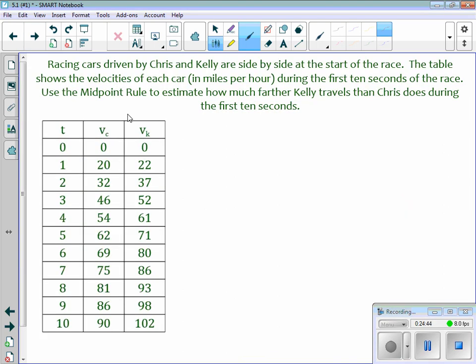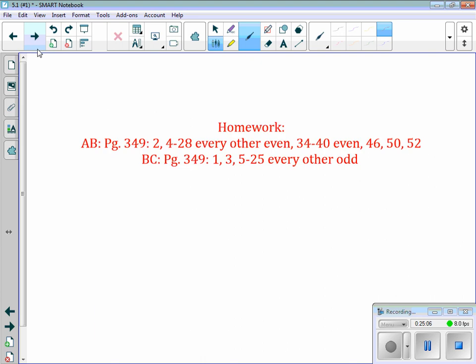The last page here, you're given a table of values. We'll go over this one in class on Monday. I'll make this homework due on Tuesday, but we're going to start volumes of revolution on Tuesday, okay? So we'll go over this one, that way you can finish your homework up or whatever on Monday night, but try to get as much done for Monday as possible. And do you guys have the homework assignment on that sheet? Okay.